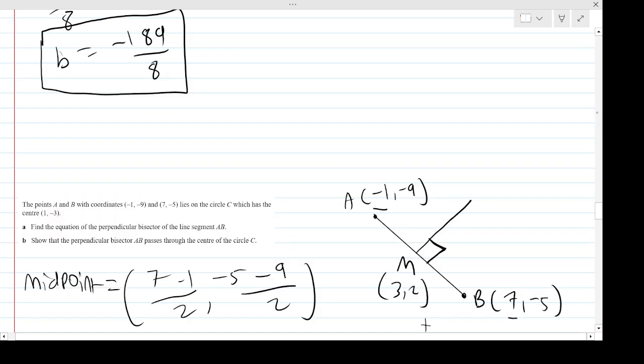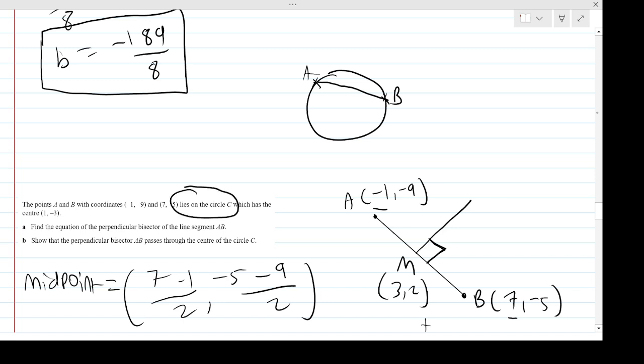Then for part B, it says, show that the perpendicular bisector of AB passes through the centre of a circle. So again, AB is a chord, or could be a diameter. But because A and B, say point A is here and point B is here, it's a chord, because it's a line in a circle. Remember, it's telling us that these 2 points lie on the circle. So the line connecting these 2 points has to be a chord because it's a line inside a circle.